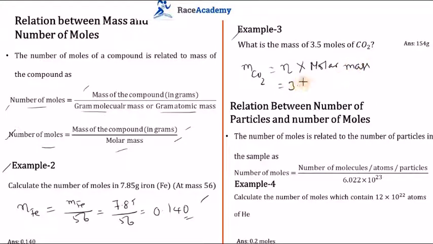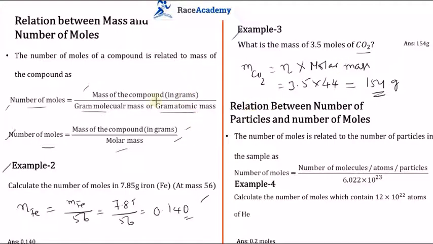So on seeing this formula, you can understand that we have to multiply the number of moles given in the problem, 3.5, with the molar mass of CO2. Carbon dioxide molar mass is 44, as one carbon is 12 and one oxygen is 16. 12 plus 2 into 16 is 44. Then after multiplication, we get 154 grams. So 154 grams is equal to 3.5 moles of CO2.